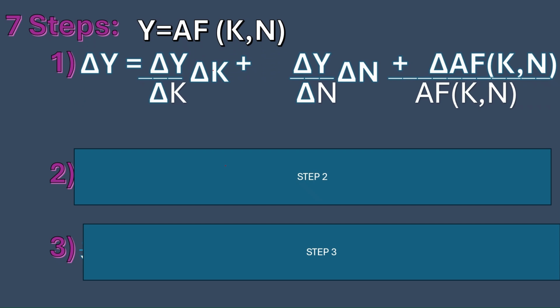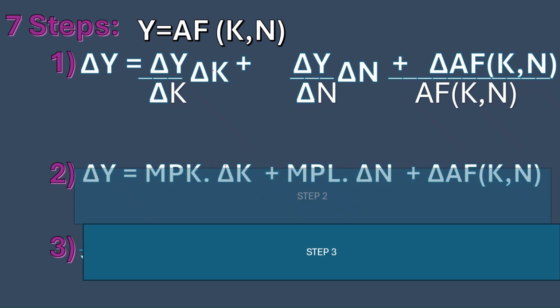differentiate this equation. You're going to put your sign for differentiation, and then you're going to have it by Y, which equals Y divided by K times K plus Y divided by N times N plus AFKN divided by AFKN. That's all you're doing for step 1, and all you have to do is memorize the formula. You don't have to differentiate anything else. All you have to do is memorize the formula, and it will guarantee you 100% marks.